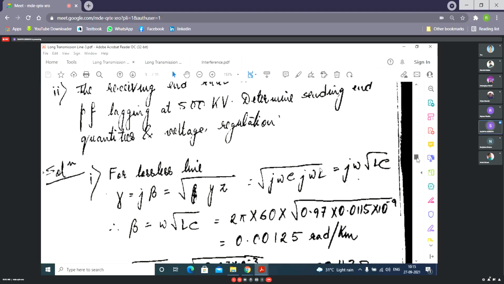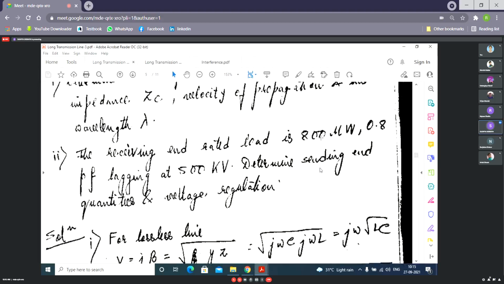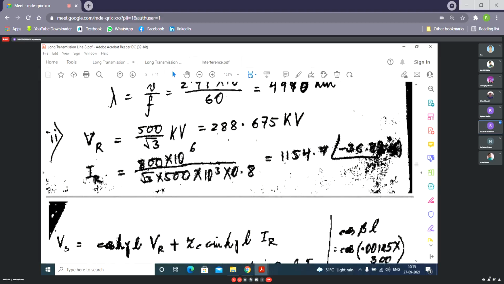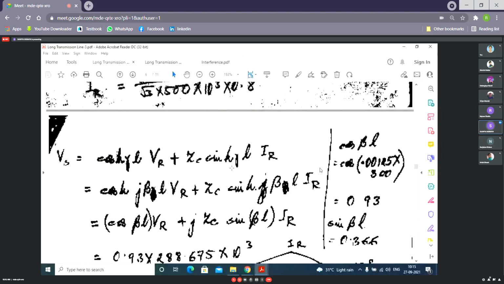Now what is the second part? Receiving end power is given, voltage is given. So you know you can find out receiving end current also. Voltage you consider it 500 into 10 cube by root 3. And current you can find out. So you have to determine the sending end quantities and voltage regulation. Okay, this VR is this one. IR you can find out what is the sending end quantities. Sending end quantities, you know, gamma is actually becoming equal to what? Gamma is actually J. Actually, gamma is equal to J beta only.